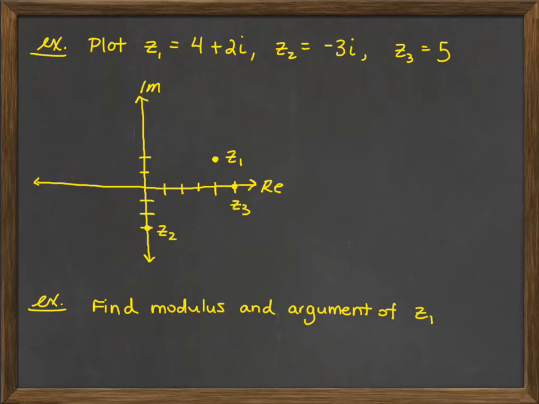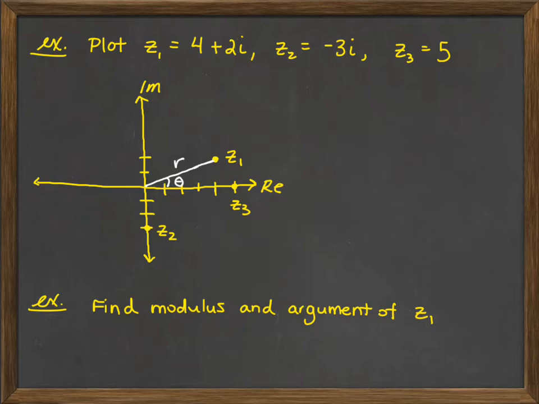Now, the second part of this example says, find the modulus and argument of z1. Well, what is a modulus? What is an argument? One thing that's important to note is that if we start at z1, draw a line to the origin, and let that be the terminal side of the angle theta, we get an angle created between this terminal side and the real axis. And we get a distance, which we'll call r, and that distance is called the modulus. So our angle we call the argument, and the distance we call the modulus.